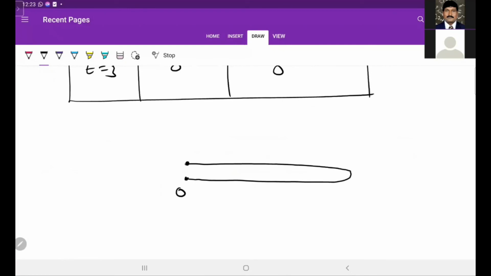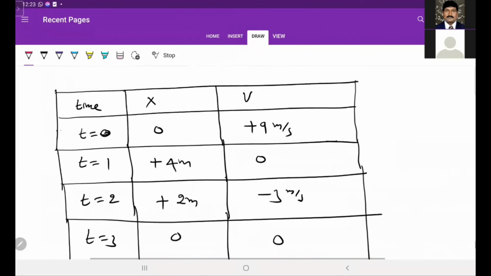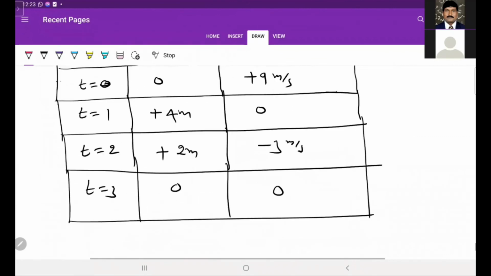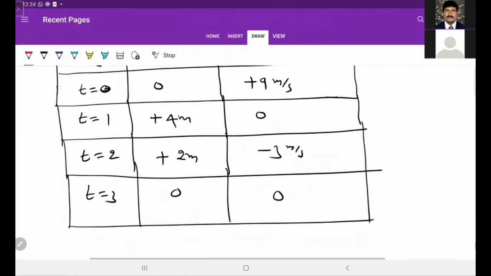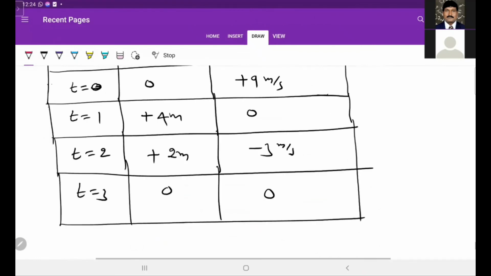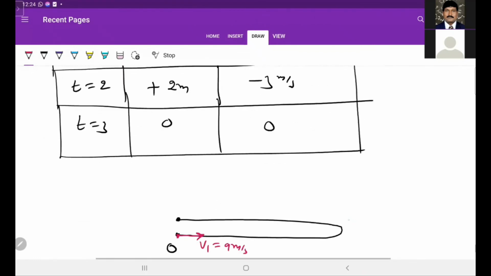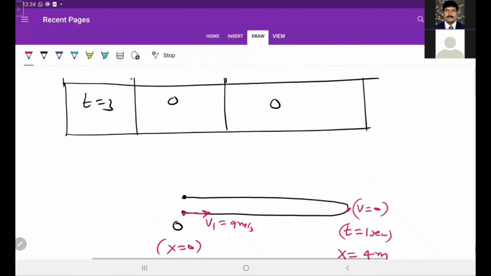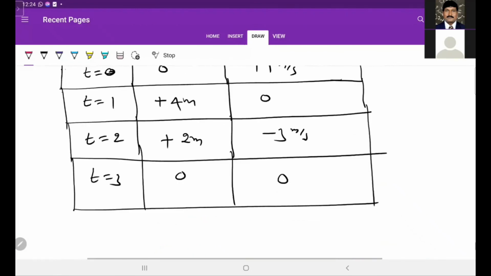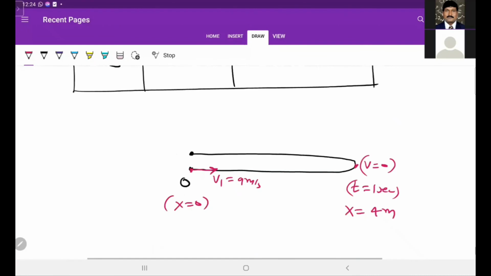So initially it has velocity v1. So velocity at the beginning of time, velocity v1 is 9 meters per second, at x is 0. After 1 second, velocity is 0. So here time is 1 second. Here velocity is 0 and position is 4 meters. See, from the second case: first case is over, second case is over, third case.